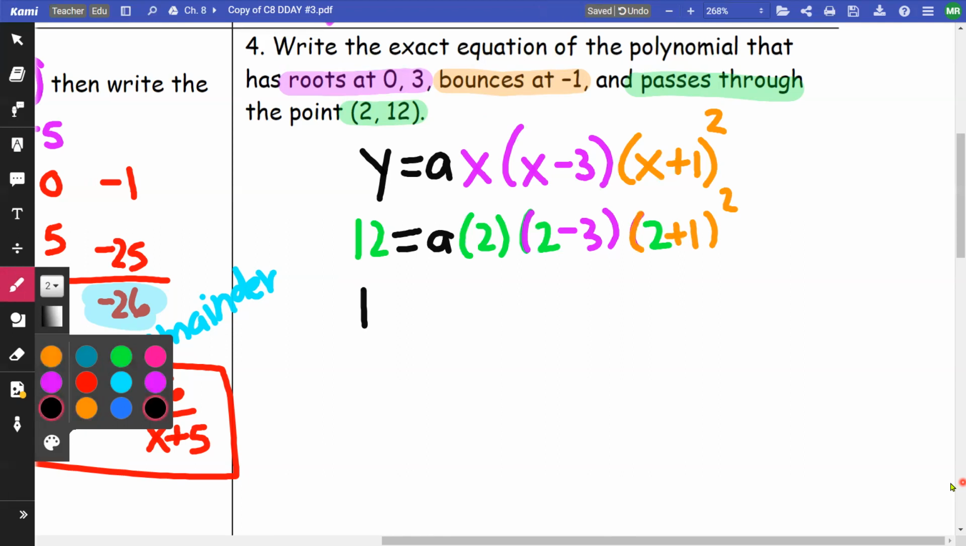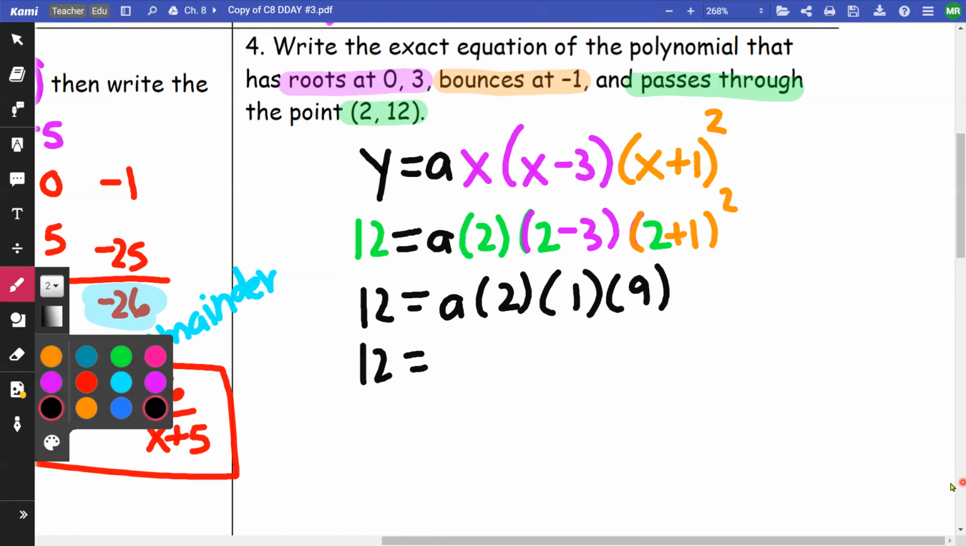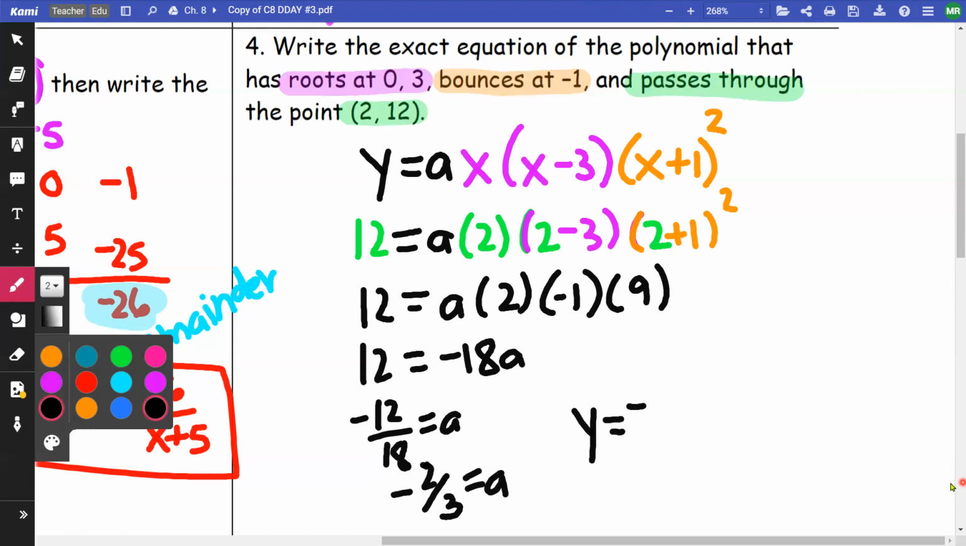So when I'm working it out, I'm going to get 12 is equal to a times 2 times 1 times 3 squared, which is 9. So I get 12 is equal to, oh, and this is going to be a -1. So I get a negative 18a. So I get a negative 12 over 18, or if I reduce that by 6, negative 2 over 3. So my equation is going to be y equal negative 2 over 3 x times x minus 3 times x plus 1 squared.